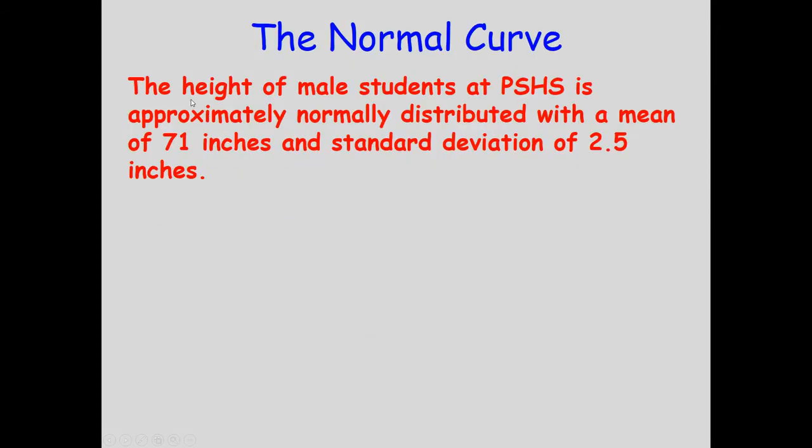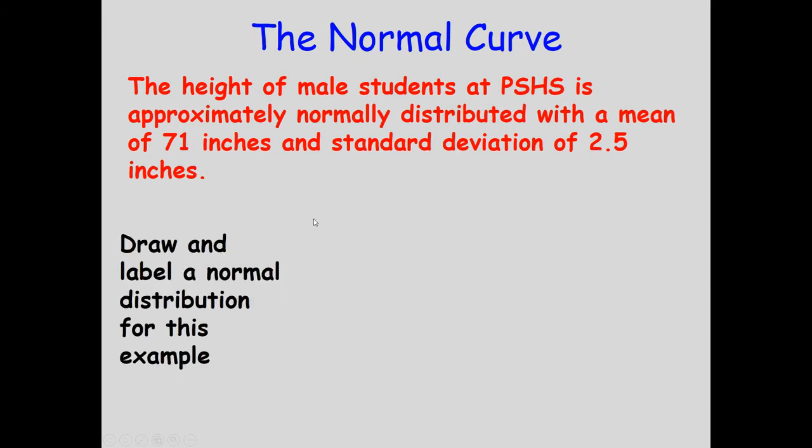Okay, so here's a setup. The height of male students at Plano Senior High School is approximately normally distributed. This is something you want to get into the habit of noticing on problems this unit. Does it say it's uniform? Does it say it's normal? What kind of distribution am I working with right now? So this is a normal distribution with a mean of 71 inches and a standard deviation of 2.5 inches. So this is all we need to describe our curve. It's normal, centered here with this deviation.